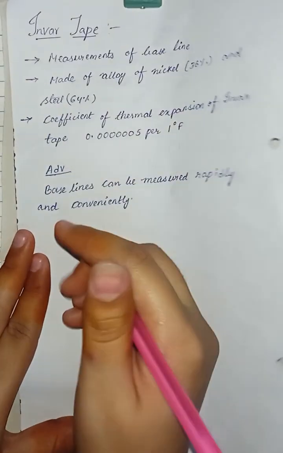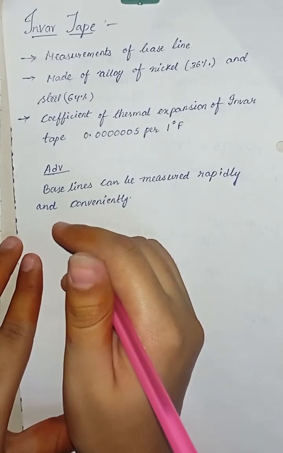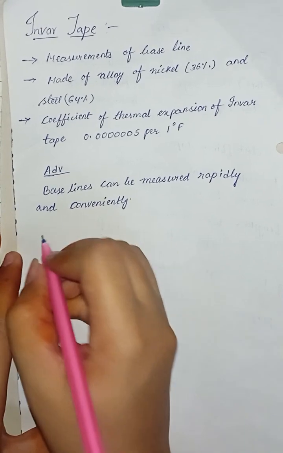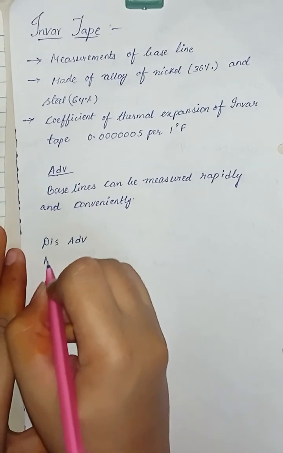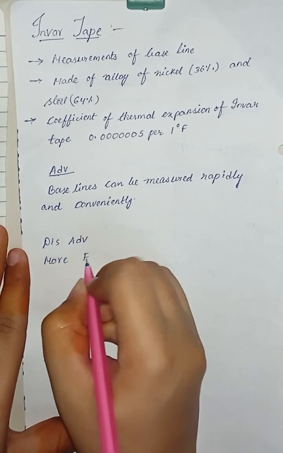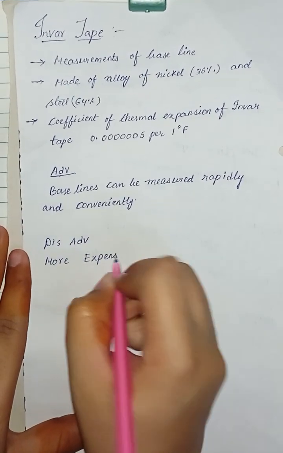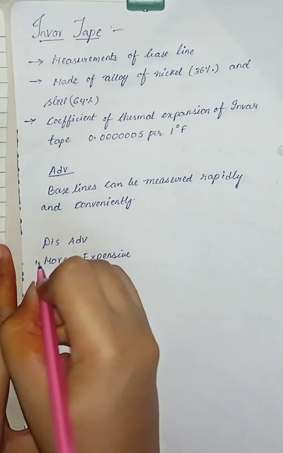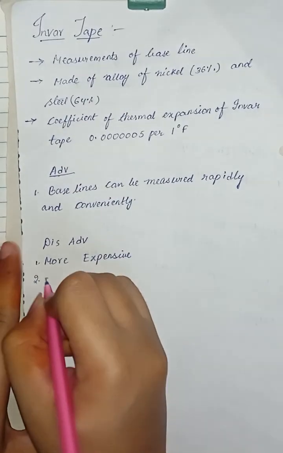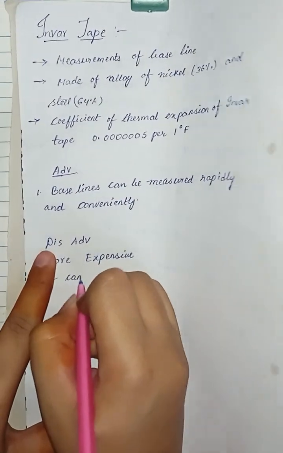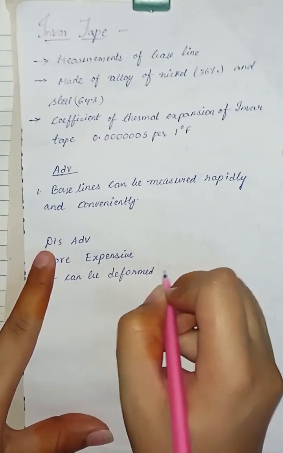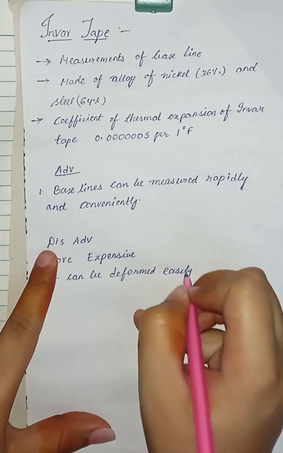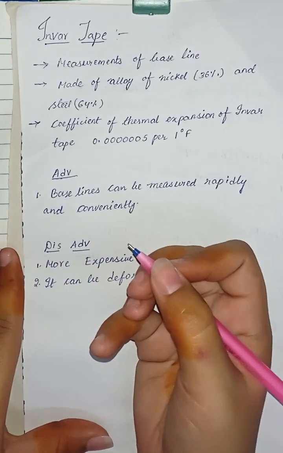The Invar tape and band are more expensive. It is much softer and more easily deformed than steel tapes. What is the disadvantage of the Invar tape? The Invar tape is more expensive. It is very expensive. It can be deformed very easily. These are the two disadvantages of the Invar tape.